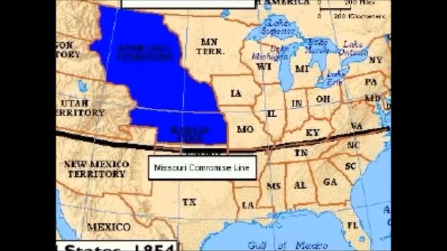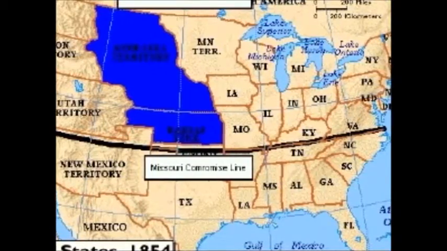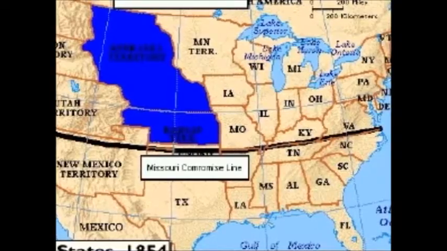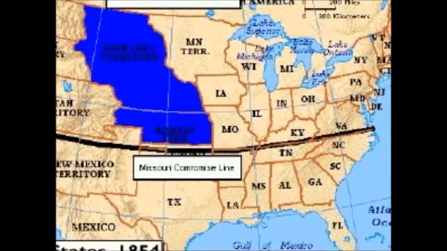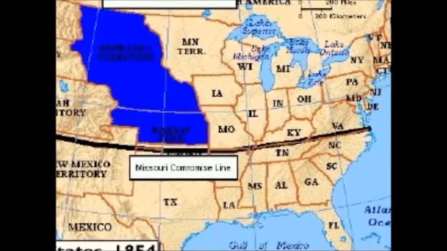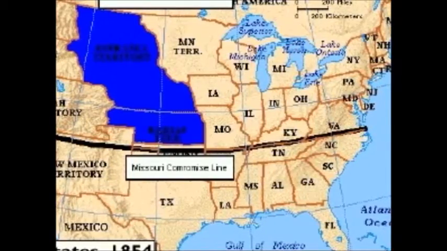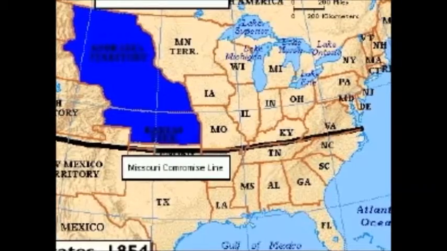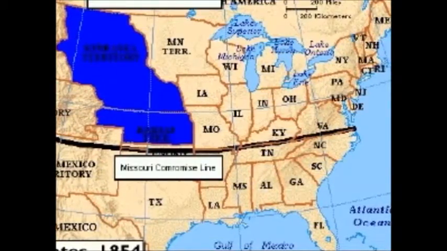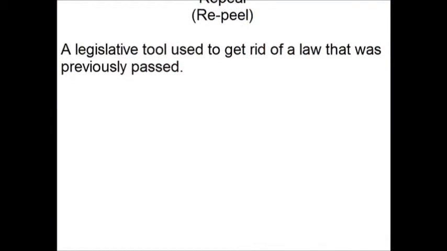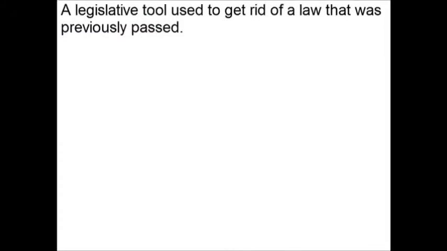A new compromise was to be made, and I was very instrumental in making it happen. The Kansas-Nebraska Act. This was a compromise that repealed the Missouri Compromise and allowed for new territories to decide on their own if they would be free or slave. Remember, this was called popular sovereignty. The definition of repeal is a legislative tool used to get rid of a law that was previously passed.